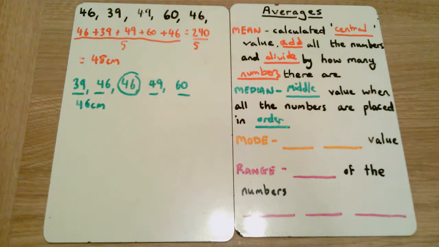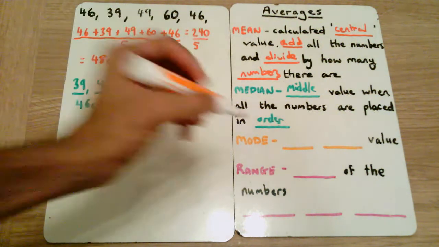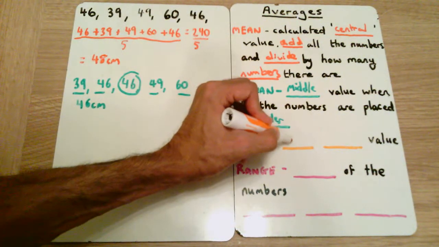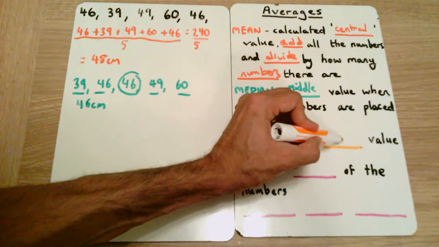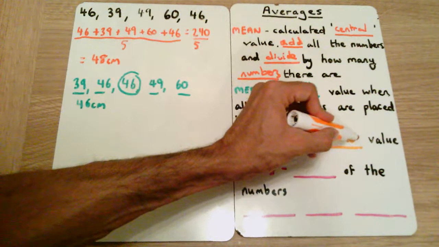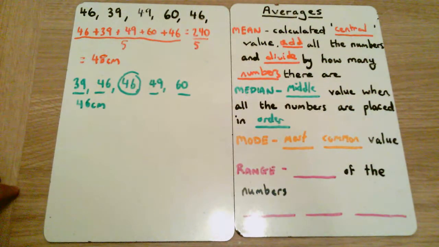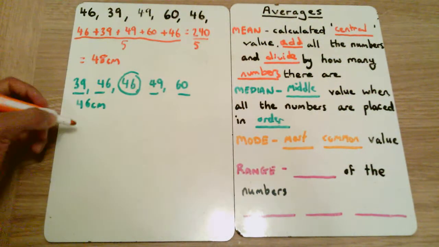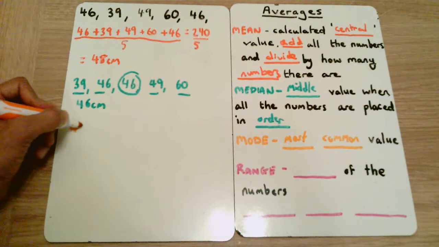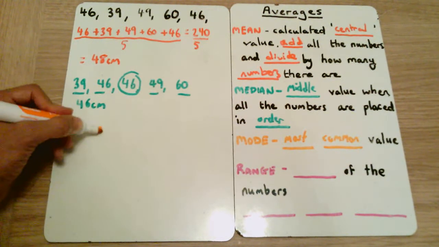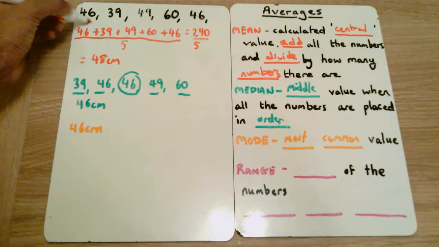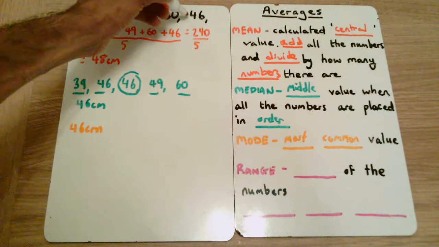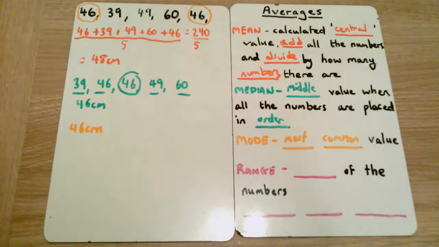Now, the next one is the mode. The mode is referred to as the most common, i.e. the number which appears the most. So what we've got over here, if we look at this, the most common number here is 46. So again, 46 centimeters is also our mode because it's turned up the most. We've got 2 46s, so we've got 46 here, and I've got a 46 over here.